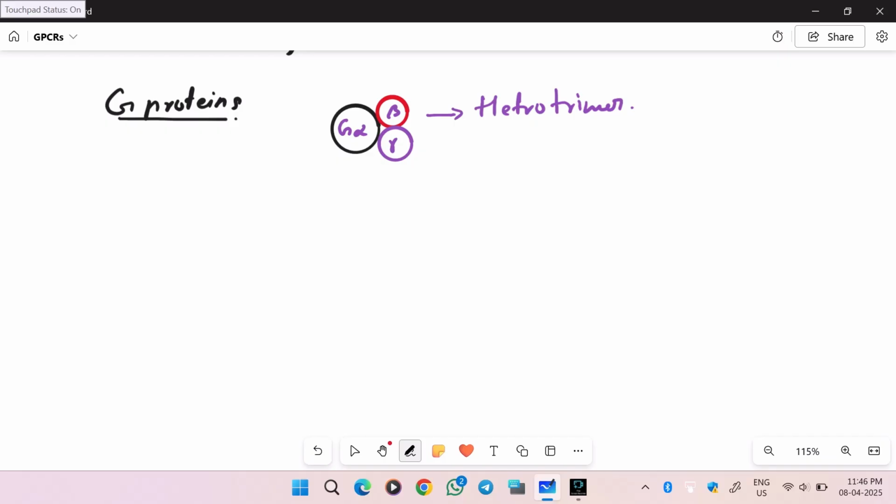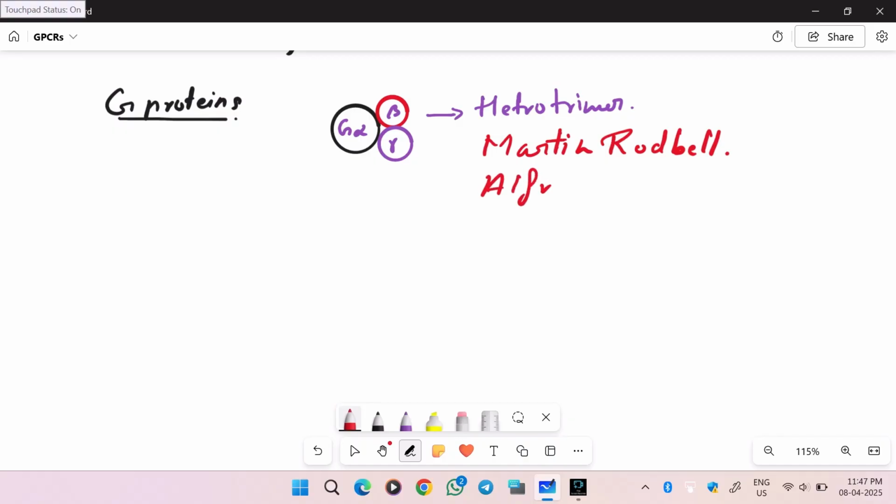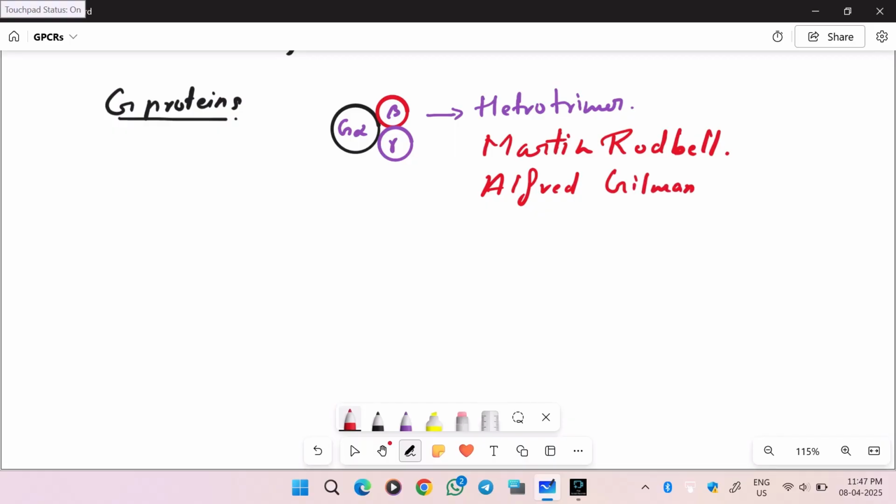So they are heterotrimer, and it was discovered and purified by a person called Martin Rodbell and Alfred Gilman, and their team. So they were the people who discovered it, purified it, and characterized it. So these proteins have the ability to bind to GTP or GDP. I was talking about the G alpha getting bound to GTP, right? When the receptor gets activated, when a ligand binds, it binds to GTP.